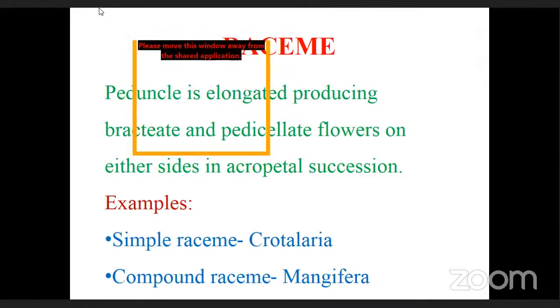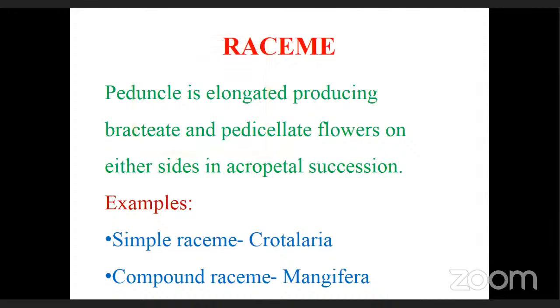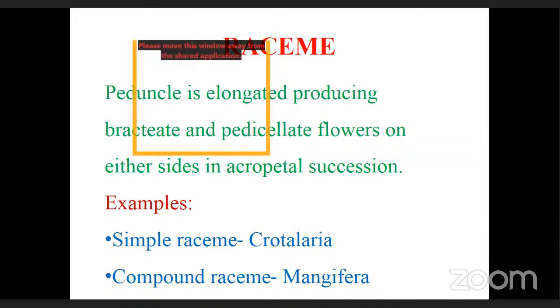So in raceme, the peduncle grows elongated and produces bracteate pedicellate flowers on either side in acropetal succession. Okay, what are these bracts? Bracts are special appendages in the axils of which flowers are produced. Bracts are modified leaves actually. In the axils of these bracts only, flowers are produced.